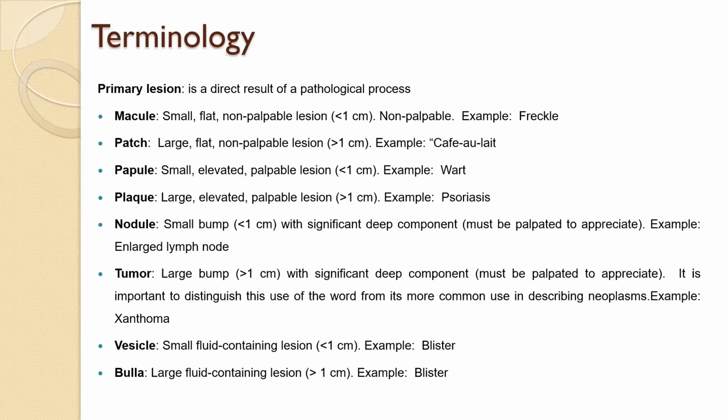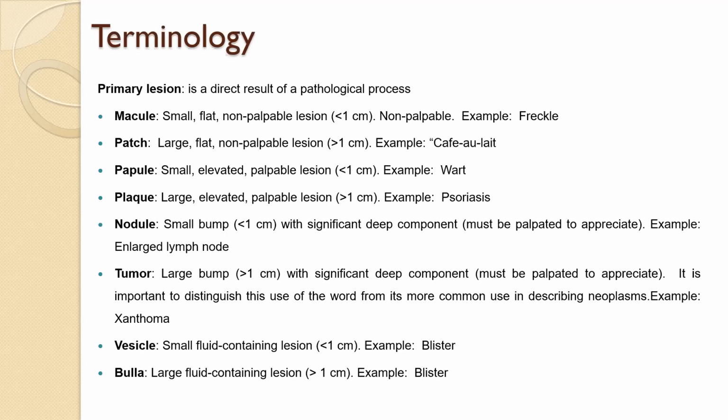Then your papules are small, elevated, less than 1 centimeter. An example of this is a wart. Then you have a plaque, which is more than 1 centimeter, and here we're looking at psoriasis. They're generally slightly elevated, not as elevated as a larger papule. Then you have a nodule, which is a small bump, less than 1 centimeter, with a significant deep component. Usually you only find this when you palpate it. An example is an enlarged lymph node. Then you come to a tumor, which is a large bump of more than 1 centimeter with a significant deep component, so as well, it needs to be palpated.